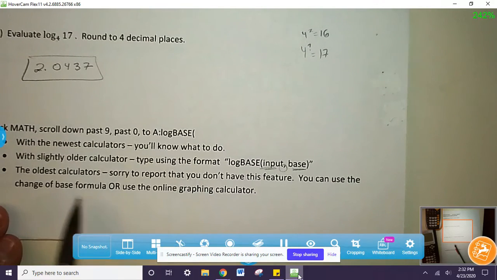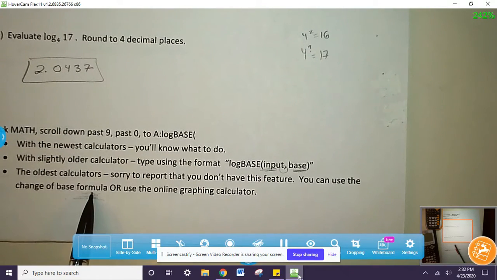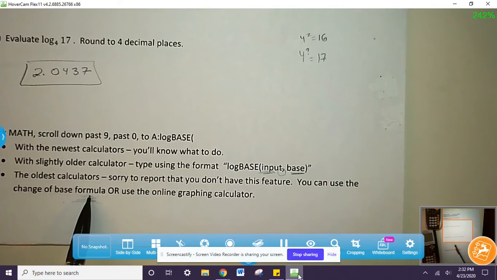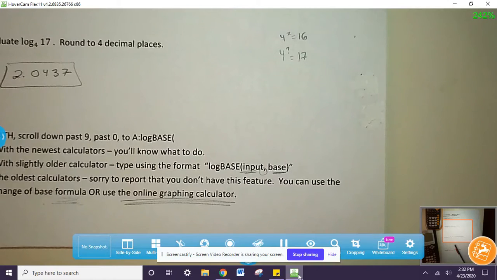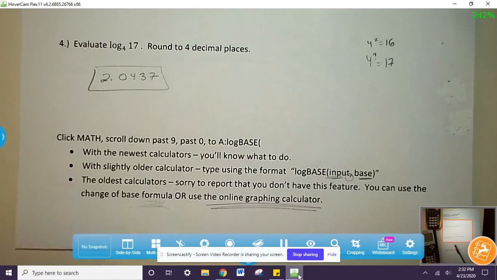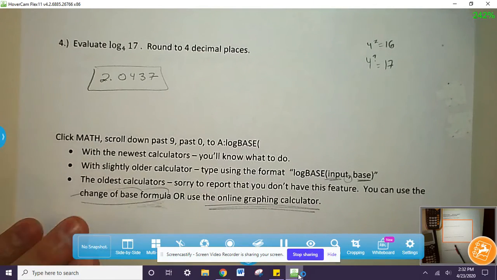So I'm going to teach you a formula in a minute that you can use, and everyone's going to have to learn it. So don't feel like you're doing extra work or something. Or you can always go to the online graphing calculator I showed you because it has this feature. So those are the options that you'll have. Okay, so let's get to that formula next.